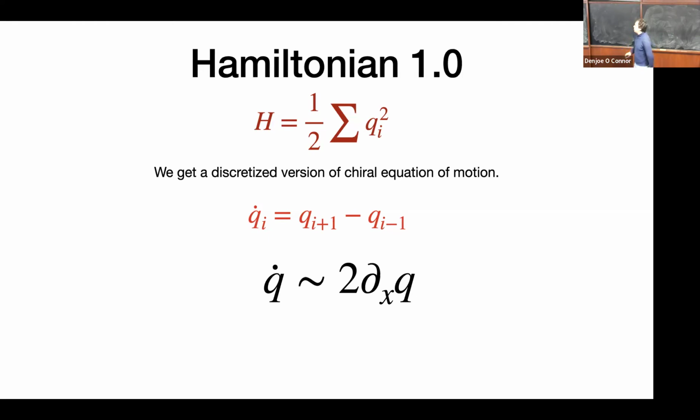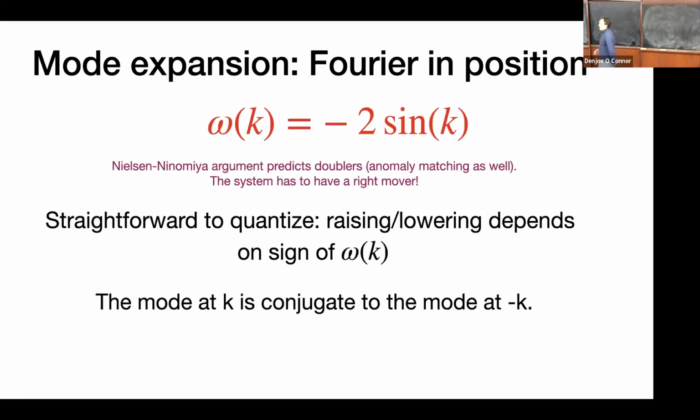So let's analyze the full model. The idea is that the system is quadratic and it's free in some sense. It's a bunch of harmonic oscillators and there's translation invariance. You can just do a mode expansion by doing Fourier analysis in position space. And because the equation of motion is first order, omega of k doesn't have a square root that we would get from a second order derivative in time.